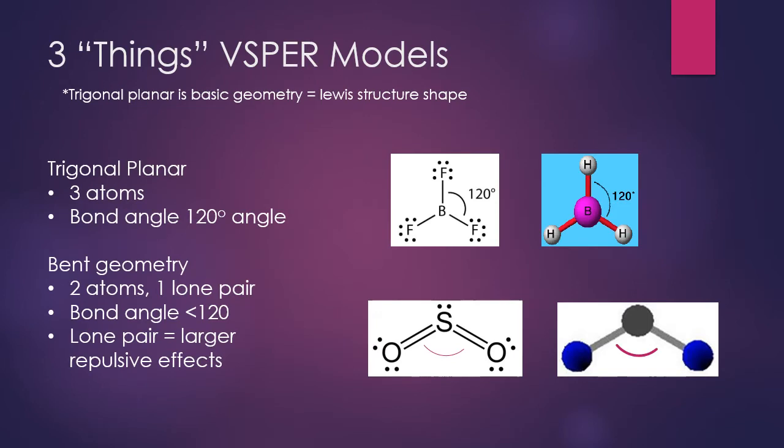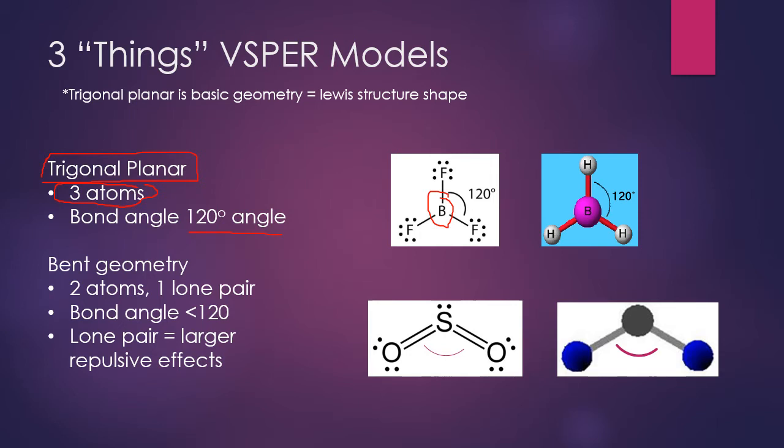Next, let's look at what if there are 3 things. For 3 things, trigonal planar is the basic geometry, but there are variations. So looking at 3 things, we have 2 shapes that it could possibly be. If it's trigonal planar, that means the 3 things around it are all atoms. The example I have here is boron with 3 fluorines around it. Notice boron has 3 atoms, but 0 lone pairs on it. So we're just looking at the central atom itself. When you have a trigonal planar shape, the bond angle is going to be 120.